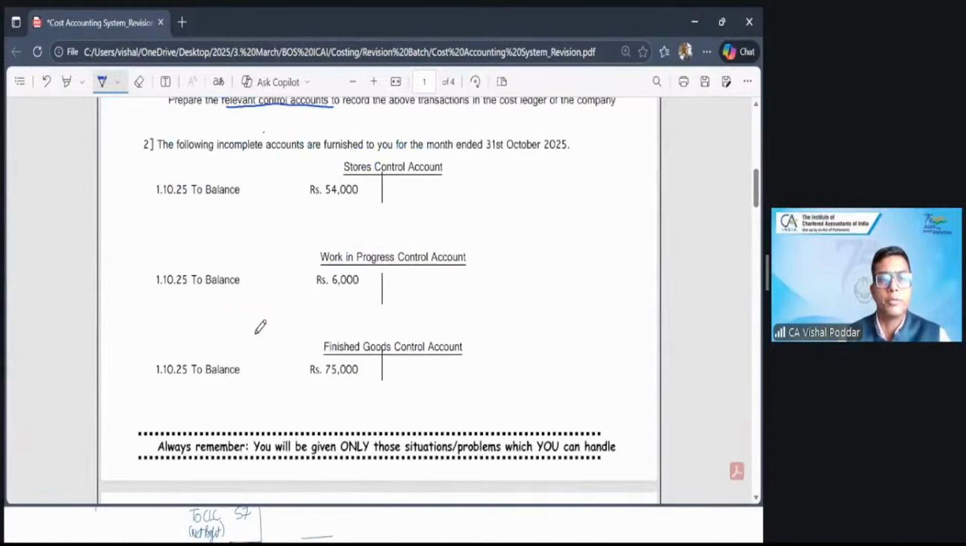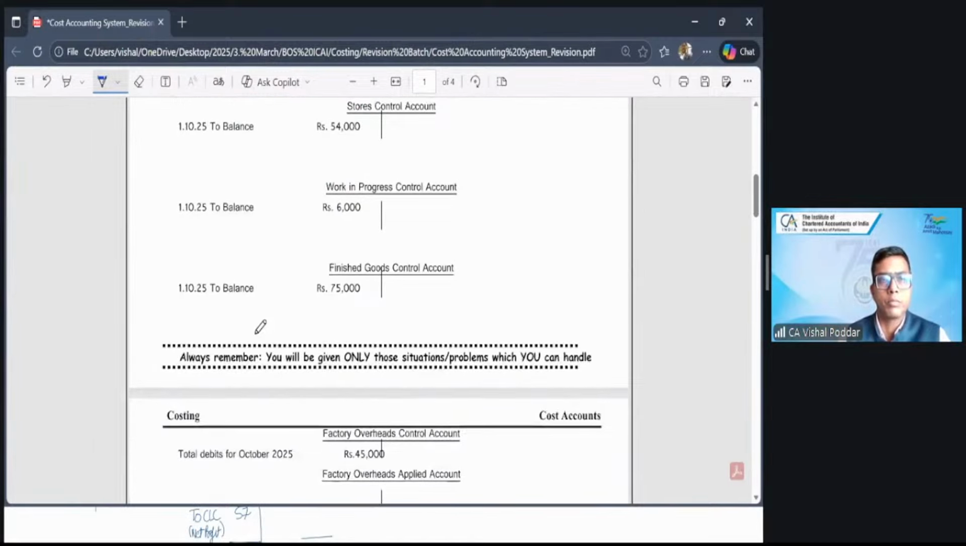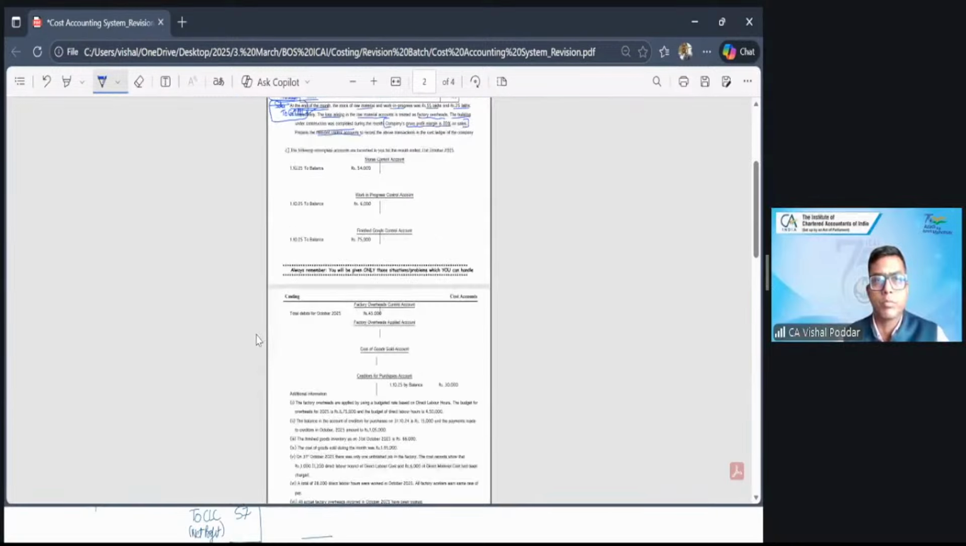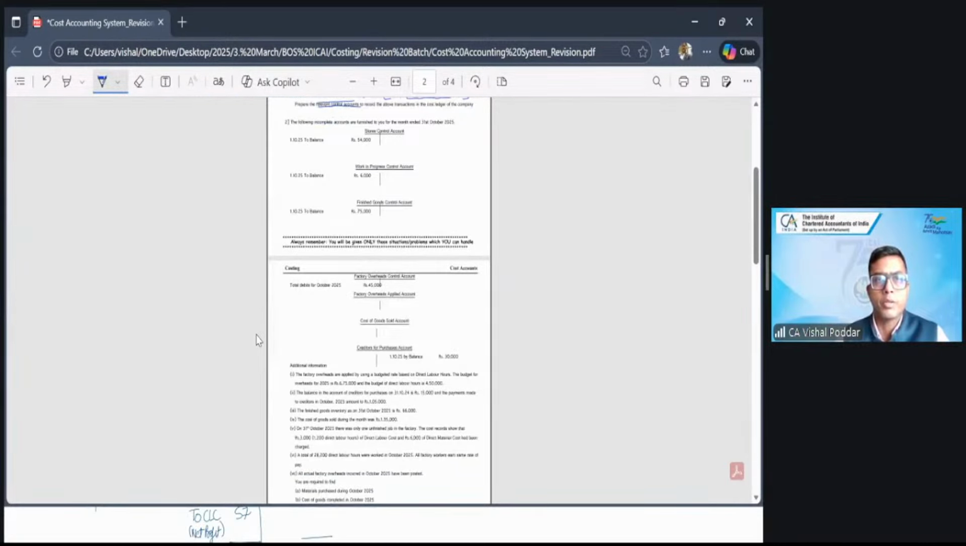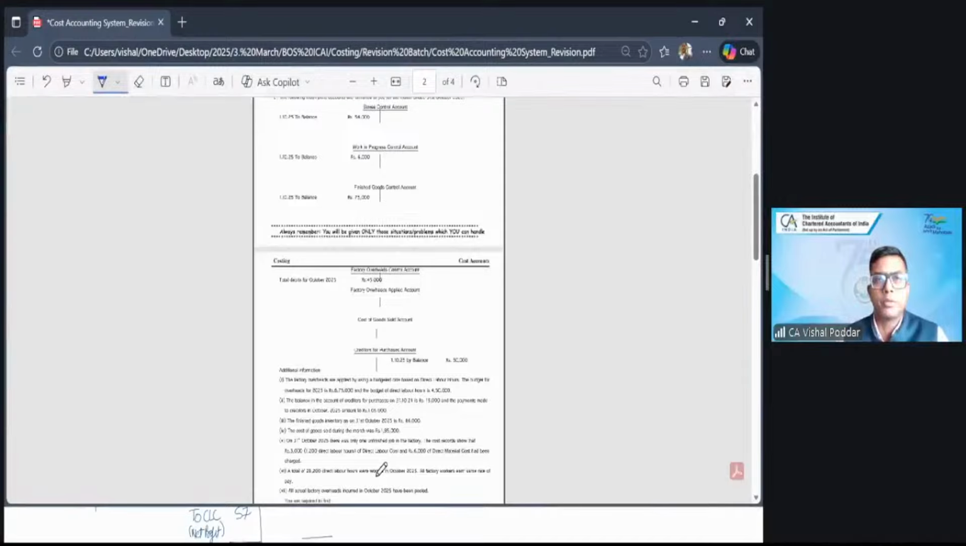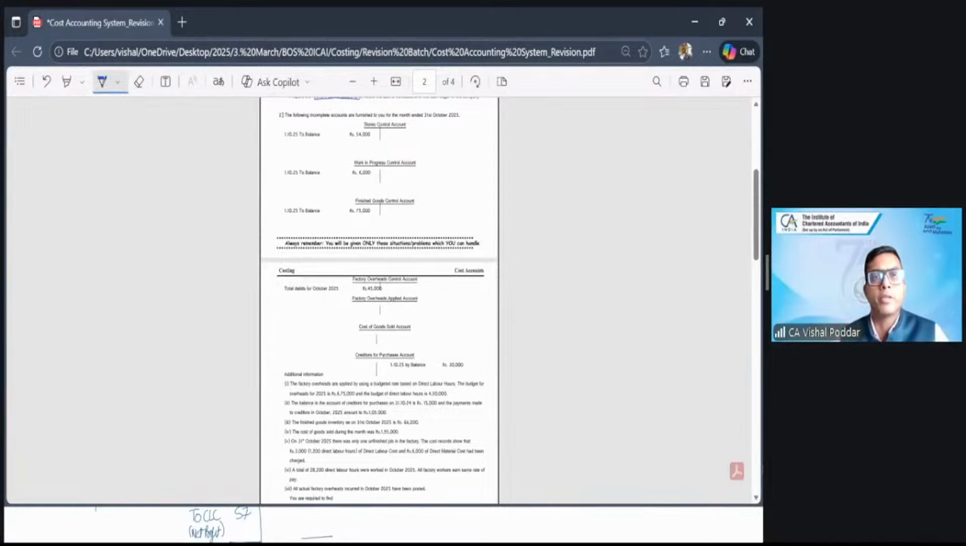Take a screenshot again. Yes, you can take a screenshot of this. So anyways, here they have asked what are the requirements here. So I'm just zooming it. Take a screenshot. Then screenshot taken.